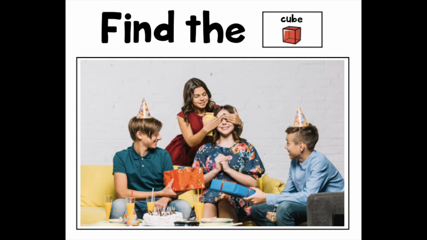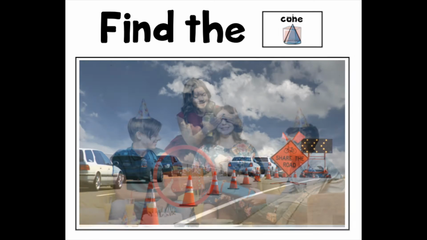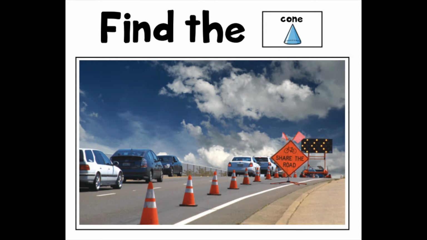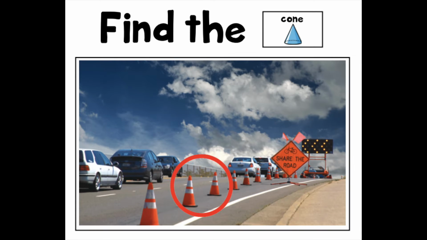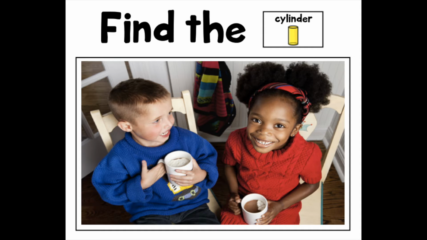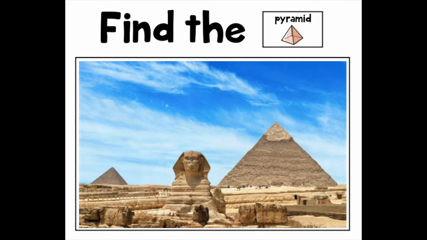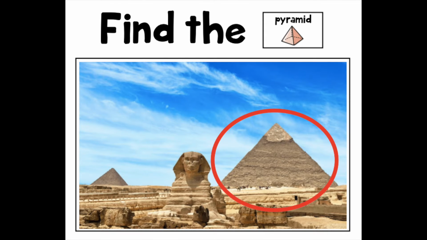Find and point to the cube. That's right. This present is the shape of a cube. Look for the cone. That's right. It's a construction cone. Find the cylinder in this picture. You got it. A cylinder is like the shape of a coffee mug or a hot cocoa mug. Find and point to the shape of a pyramid. You're right. It's the pyramid from Egypt.